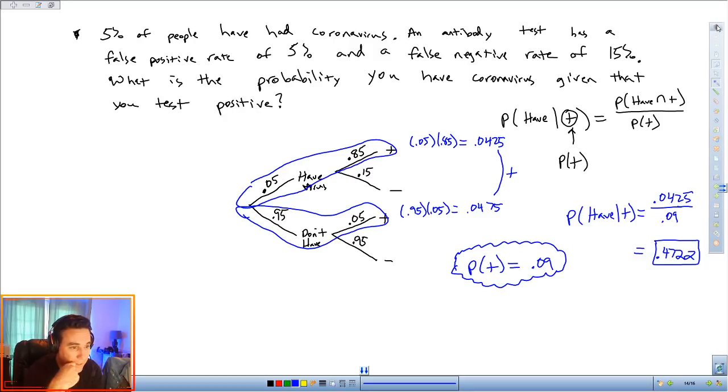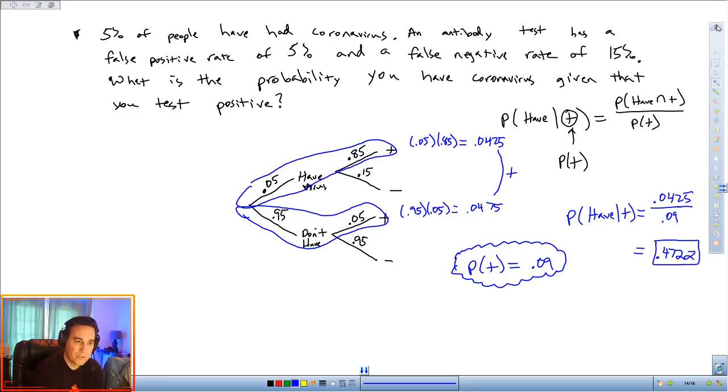That LA County USC study found about 4.5% of people have had coronavirus. So that's probably about the prevalence right now in society. And there are definitely false positive and false negative rates on these tests. They're not perfect. So look at that. That blows my mind, you guys.